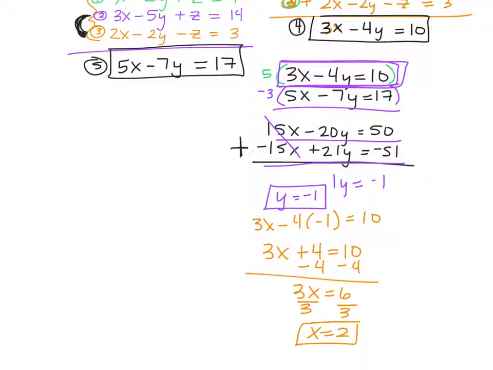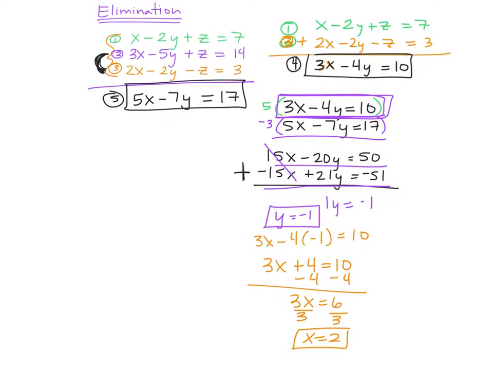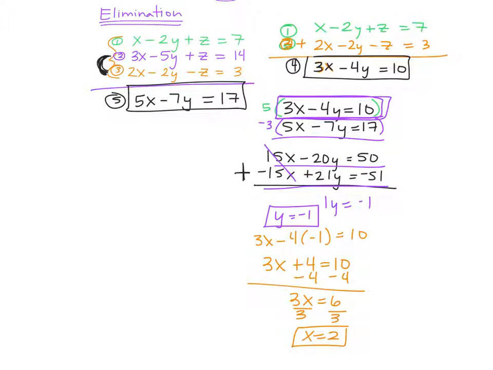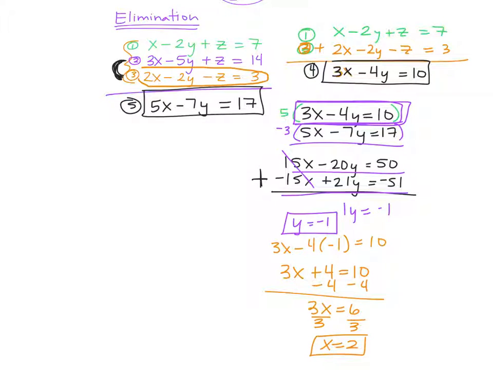We need a z. I would go back up to one of your original ones. I would probably do this one. Well, it doesn't really matter. Actually, maybe I'd do this one because then we don't have a negative z at the end. Let's do this top one. You can do any of them. That's the beauty of this. There's lots of places you can go.